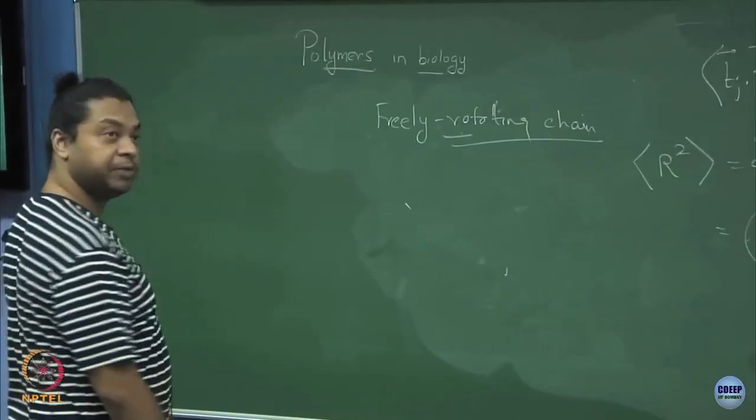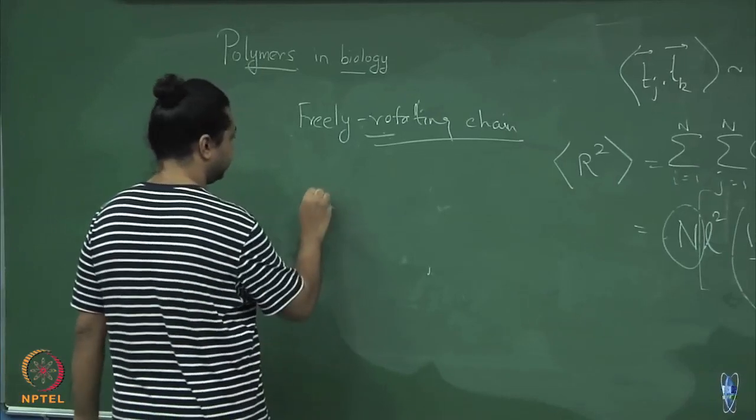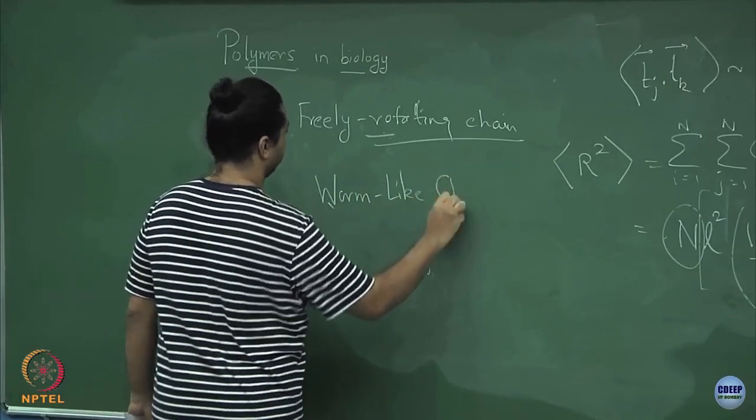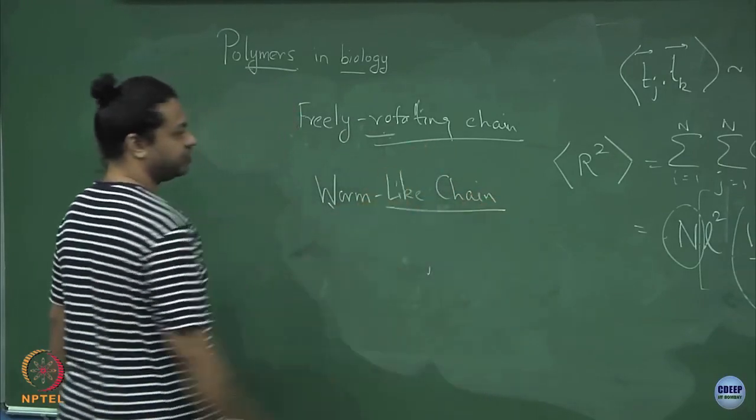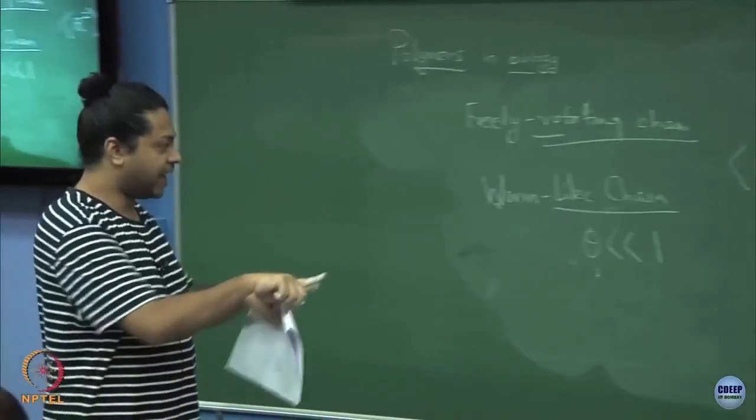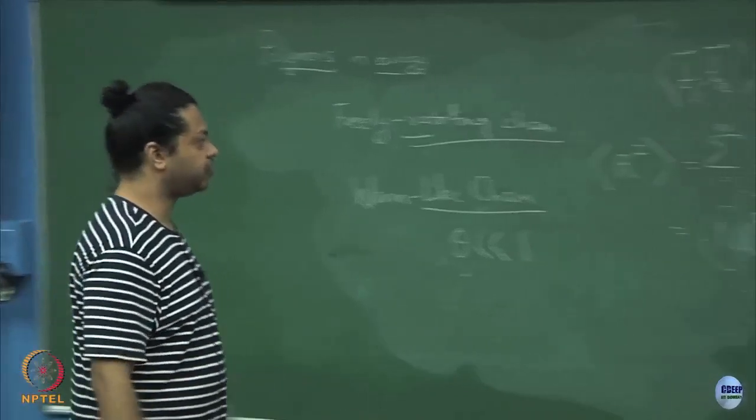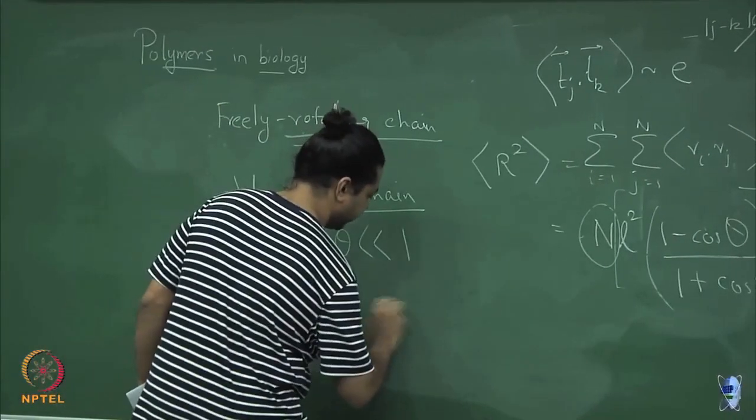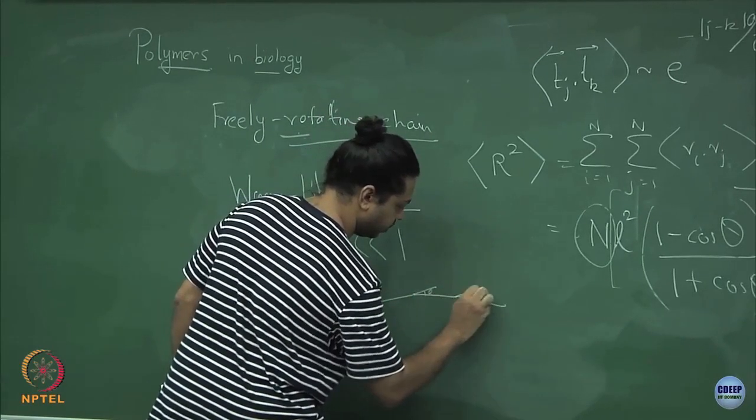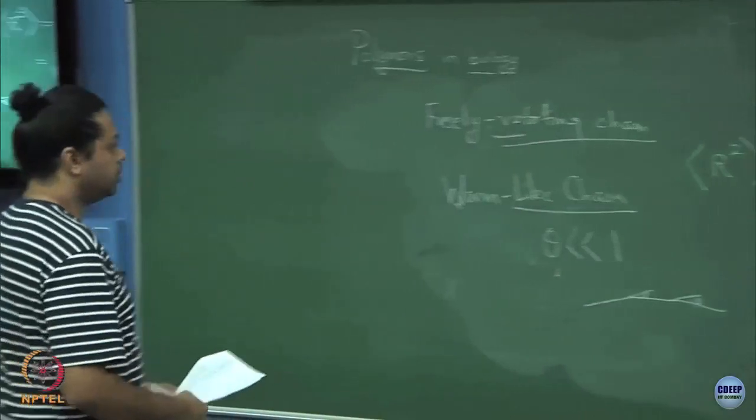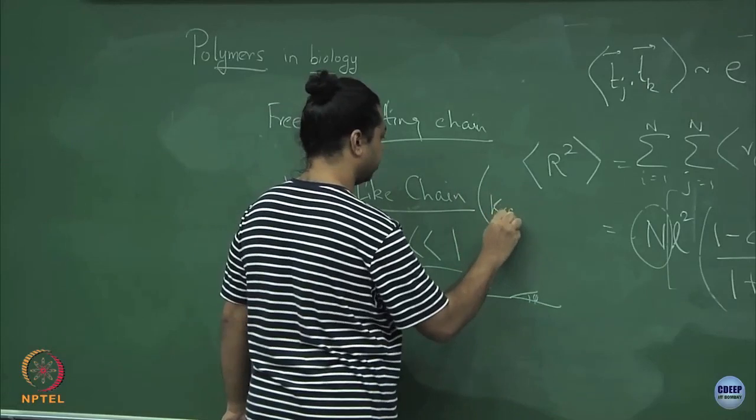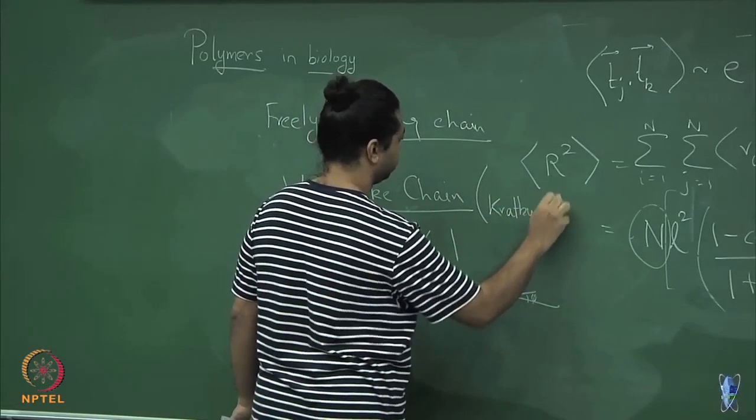The small theta limit of this is what is called the worm like chain. So, the worm like chain is the limit of the freely rotating chain when theta is much, much smaller than 1. So, if the angles between neighboring bonds are very small, which means that this polymer is very stiff, the next one can only go a little bit, this is theta and the next one can only go a little bit more and so on. Then this is called the worm like chain, or another name for it is the Kratky-Porod model.